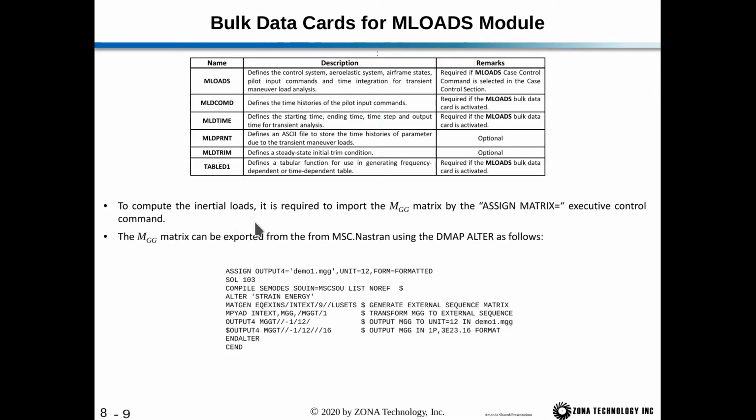Now, to compute the inertial loads, it's required to import the MGG matrix through the assign matrix executive control command, and the MGG matrix can be exported from MSC Nastran using this DMAP alter. So you can see here's our output for command to export the MGG. And we actually have two examples here. The second one has additional precision, so this is full double precision output to the ASCII file.